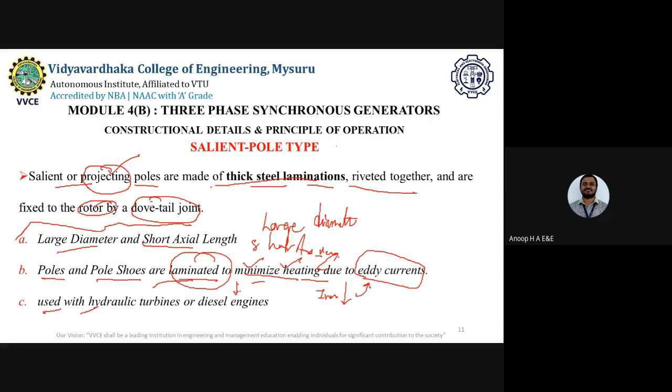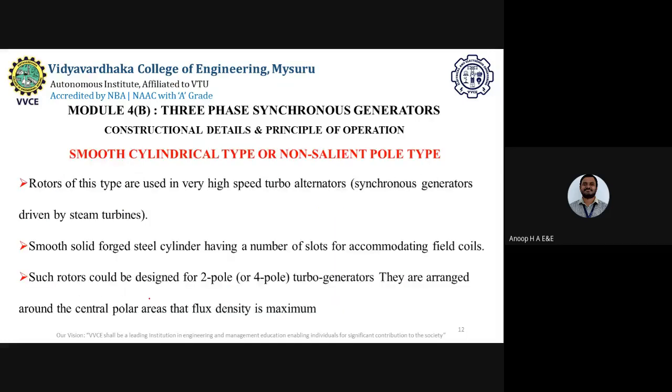Next, where it is used: with hydraulic turbines or diesel engines. Along with the prime movers, I'll have an engine arrangement, a fuel driven engine, that is diesel, and you will have the hydraulic turbines. That is water which has been made to fall from a higher place, and that is called the hydraulic turbines.